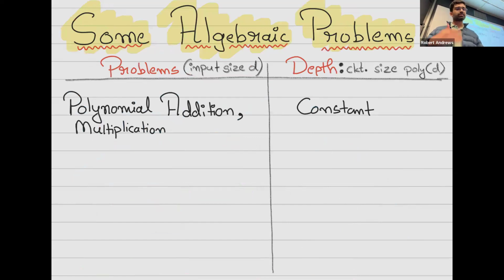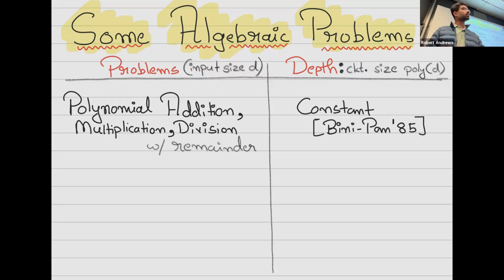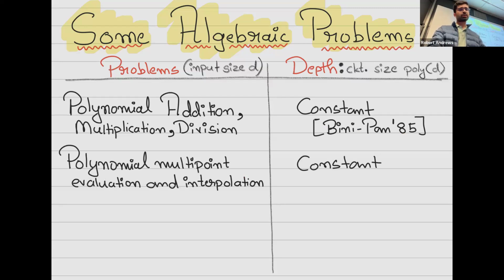Okay. Now we saw that GCD can be computed by constant depth circuits. I just want to talk about some other related problems that we know we can do in constant depth. Just a few of them. If I'm given two univariate polynomials, I can add them and multiply them in constant depth. Here the input size would be d, the degree of the polynomials, and I'm interested in circuits of size poly in d. So I know that I can do this in constant depth. I know that I can do division with remainder also in constant depth. This is a result of Borodin and Pan in '85.